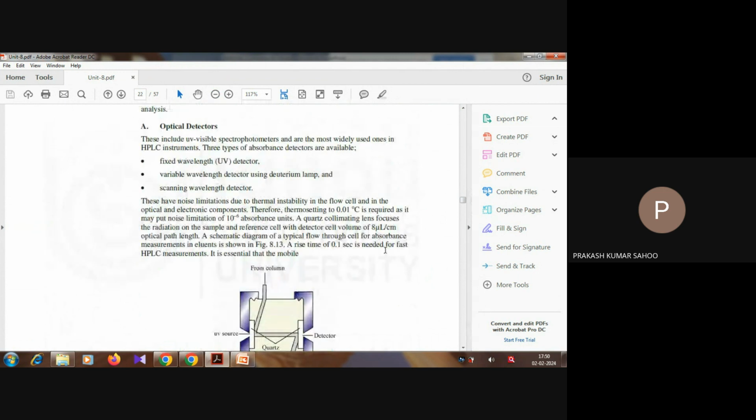Then the optical detector, this is the third category. These optical detectors include spectroscopic measurement. Here the first measurement is by an ultraviolet detector. The second is by a deuterium lamp and scanning wavelength detector.